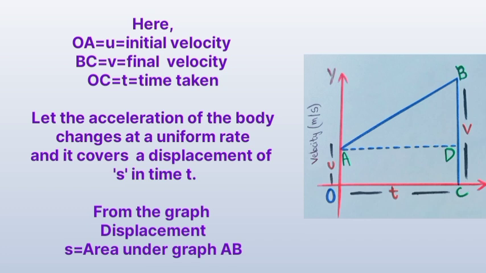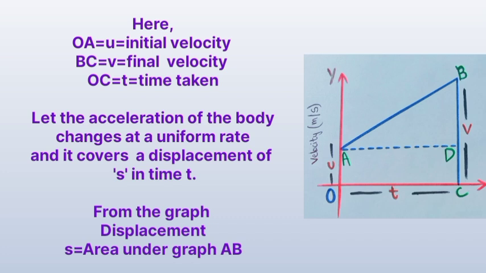In the velocity time graph you can observe that u is the object's initial velocity and v is the final velocity. a is the acceleration produced in the body. The area enclosed by the velocity time graph: here OA equals u, the initial velocity. BC equals v, the final velocity. OC is the time, OC equals t, the time taken.